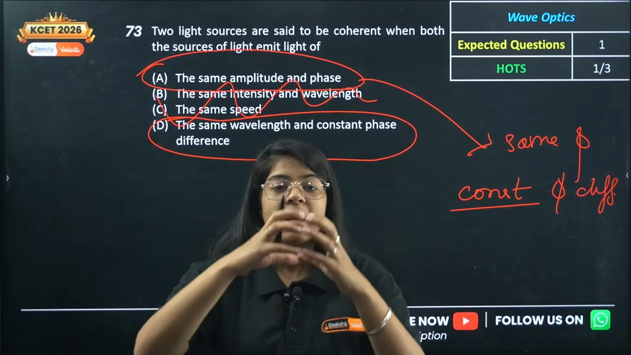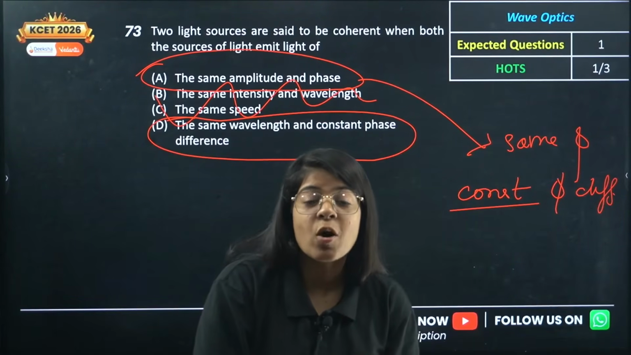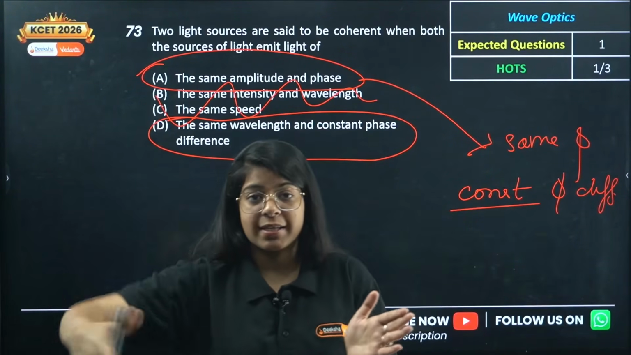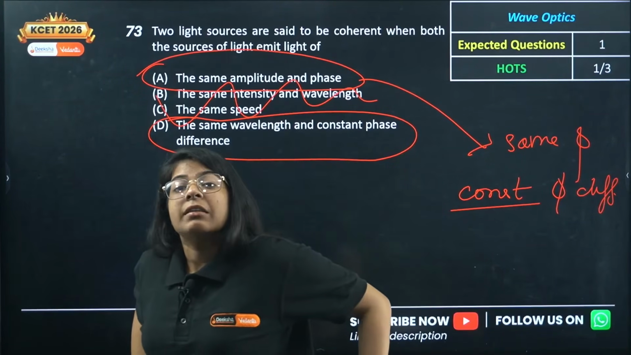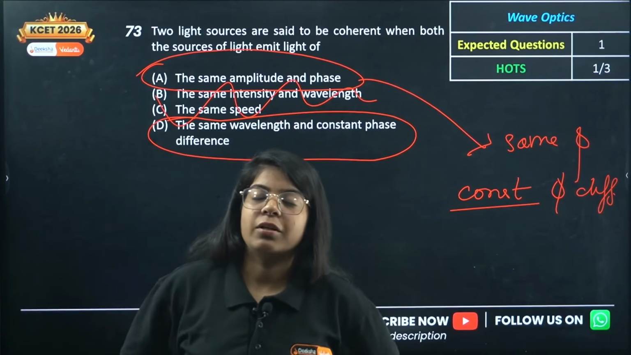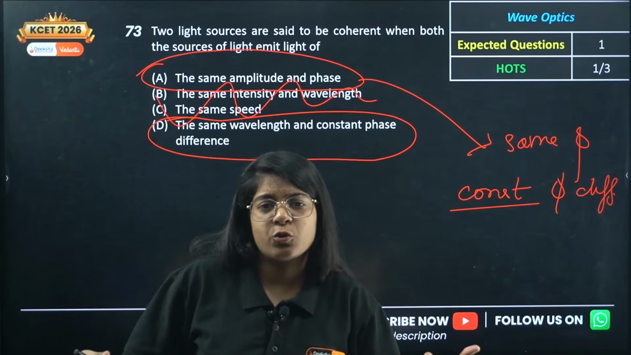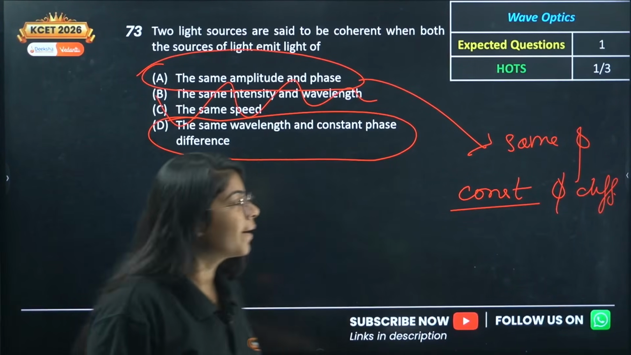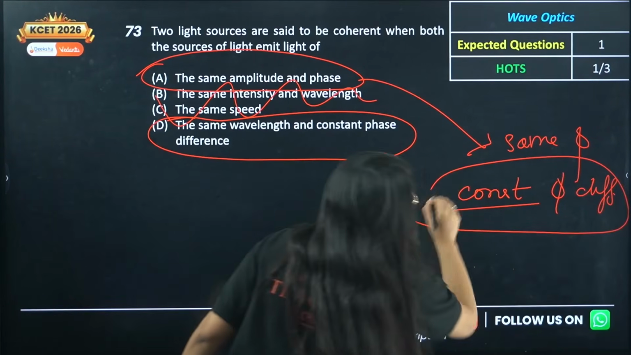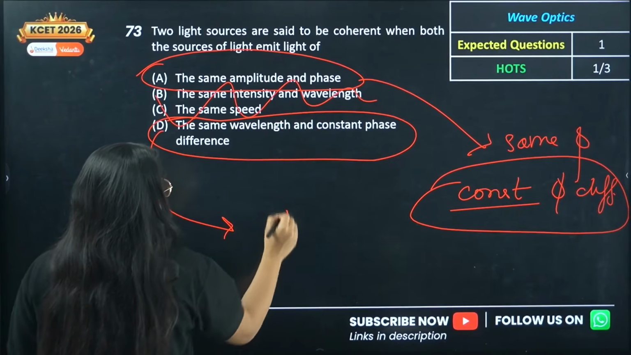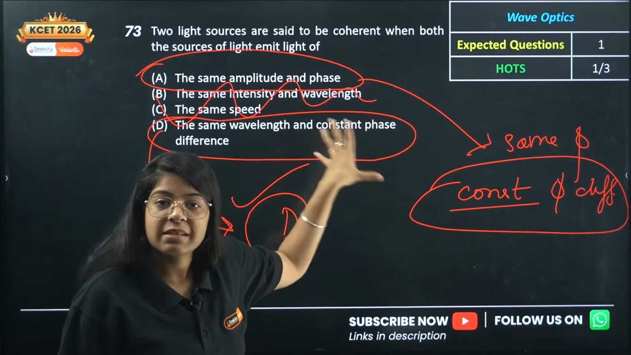Let's say the phase difference is 30 degrees. So it should be 30 degrees now. It should be 30 degrees after 30 seconds, after 30 minutes, after 1 minute, after 30 centimeters, 30 millimeters, whatever we use to do our experiments, correct? So the exact point is it should have constant phase difference. So the correct option will be D. Understood? It should have constant phase difference.